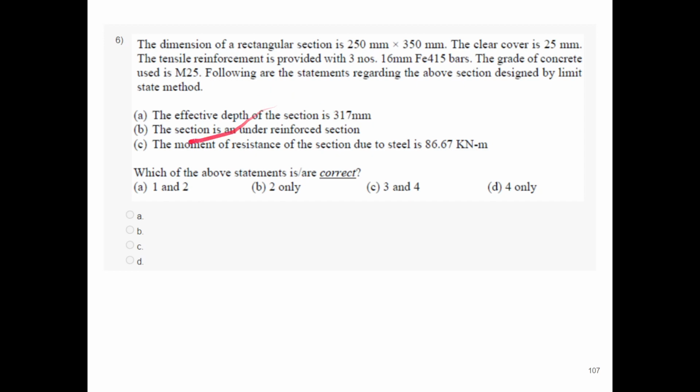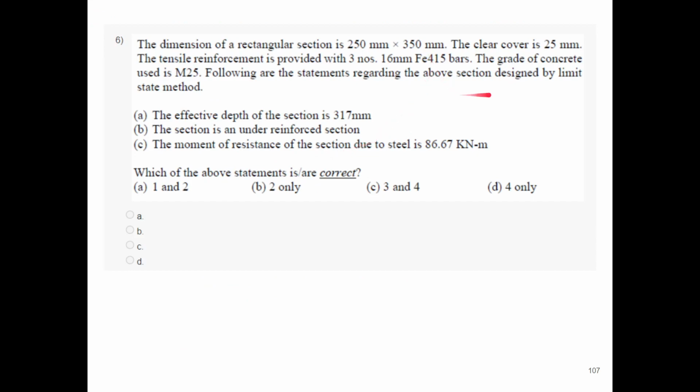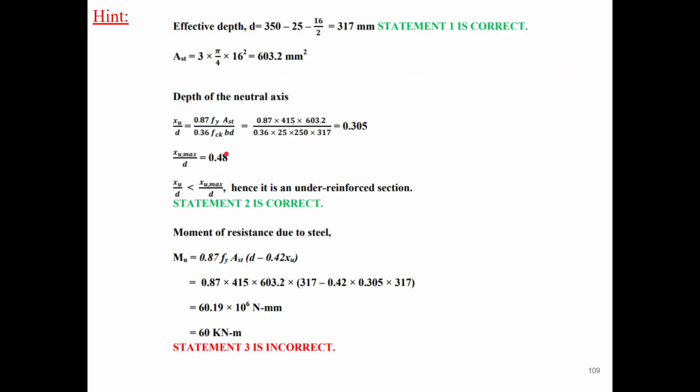Okay. So B, if you see, AST from the question we get to be 603.2 millimeter square, and depth of the neutral axis from equating the forces, we get XU by D is 0.305, and the limiting depth for Fe415 will be 0.48. So as 0.305 is less than 0.48, it is an under reinforced section. So 2 is also correct.